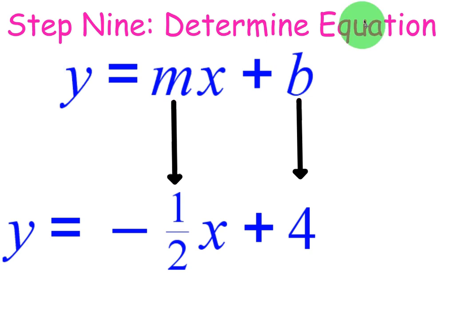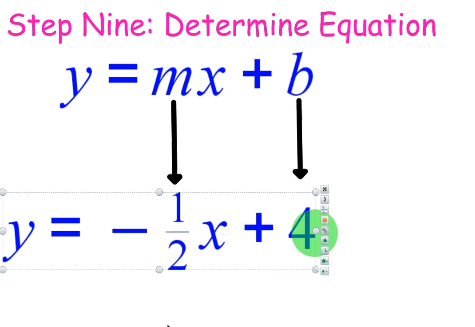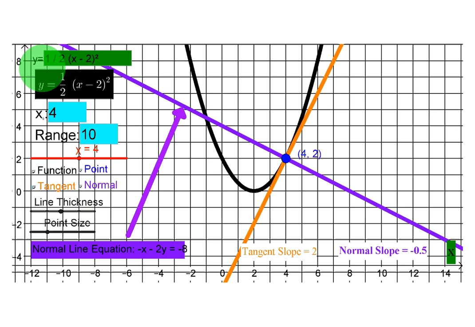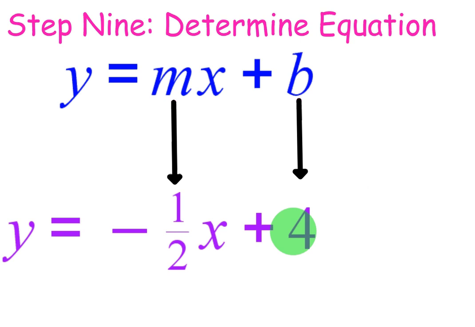Step 9, determine the equation. So write out y equals mx plus b. Just plug in your m and your b value. So the equation for the line. Again, I want to use purple because that's what it was on the graph. So the equation for the normal line is y equals negative 1/2 x plus 4. And yes, there's your equation. That's in point slope form. I changed the app now to where it's slope intercept. Anyway, the equation for this line is y equals negative 1/2 x plus 4.